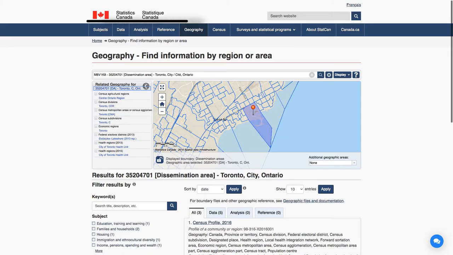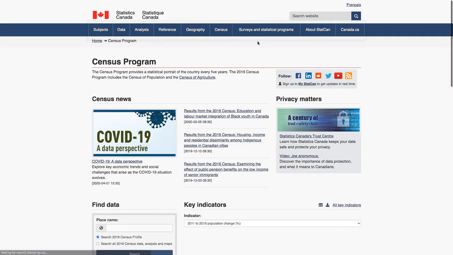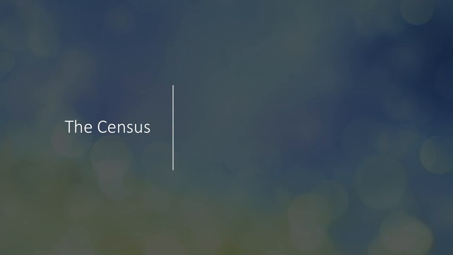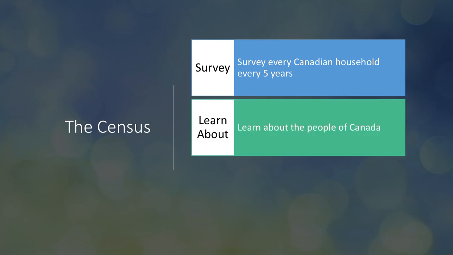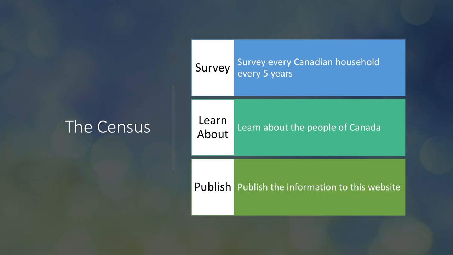Next to geography in the main menu is a link to the census. Clicking the link to the census takes us to the census program page. The census is a massive project that attempts to survey every Canadian household every 5 years. They use this data to learn as much as possible about the people of Canada and then share it with us by publishing it to this website.